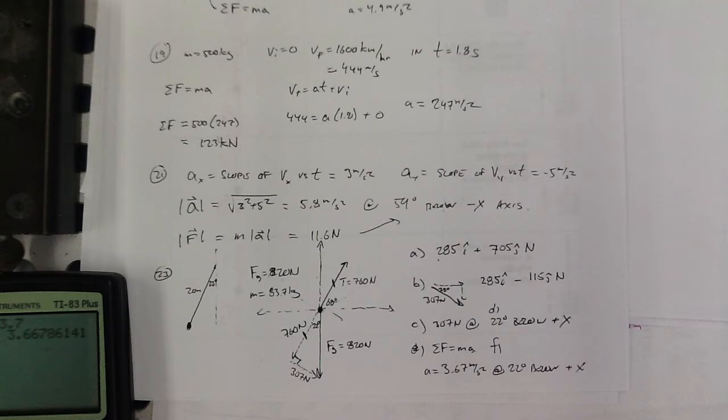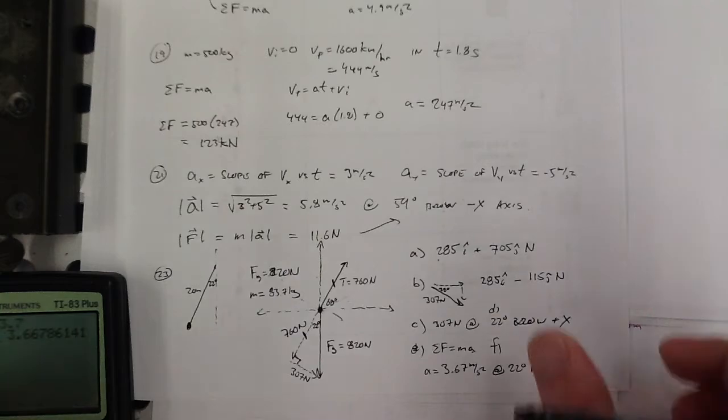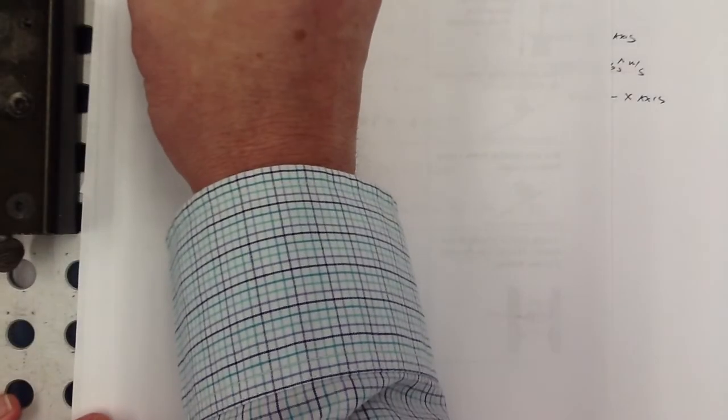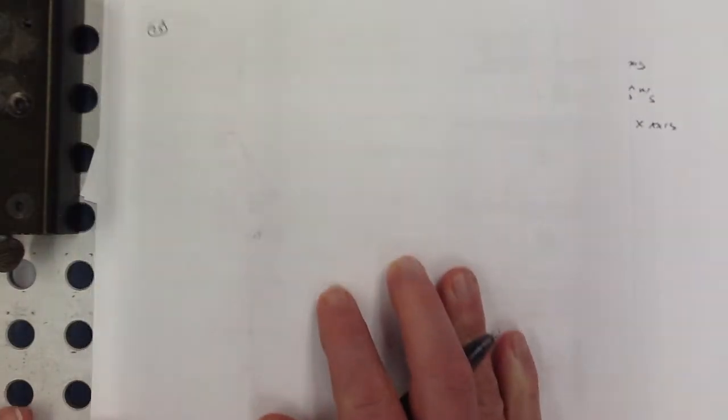307 at negative 22 degrees, 3.67. Rock and roll. We're all good. All right. That was 23. And 25.